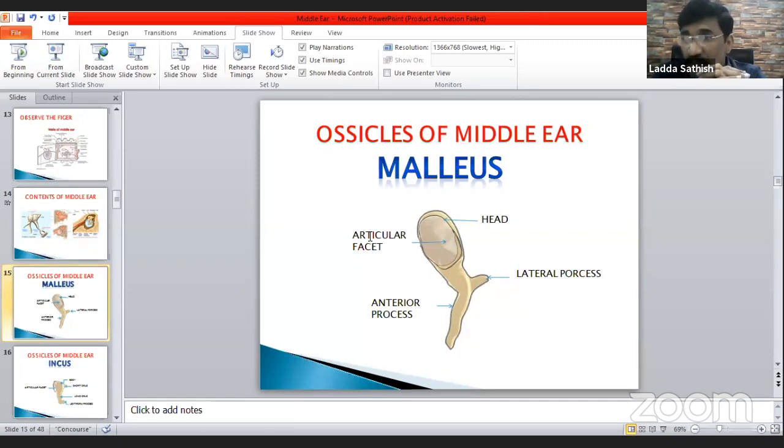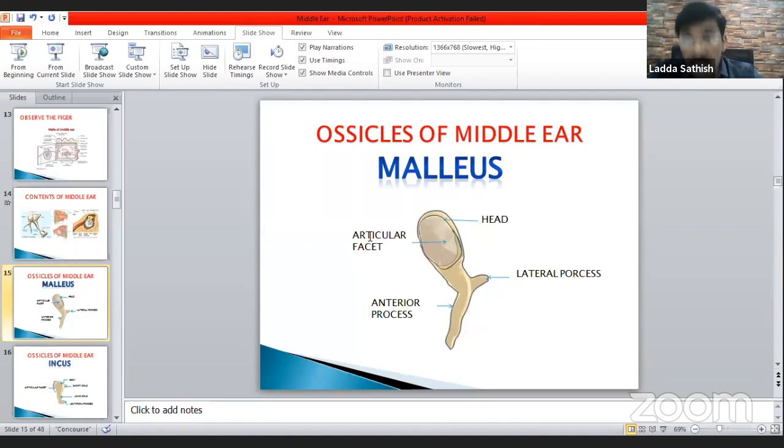A sweet name for the incus, the incudomalleolar joint. And one more joint is there, the joint between incus and stapes, the incudostapedial joint. So these are the two joints formed between the three ossicles of the middle ear.